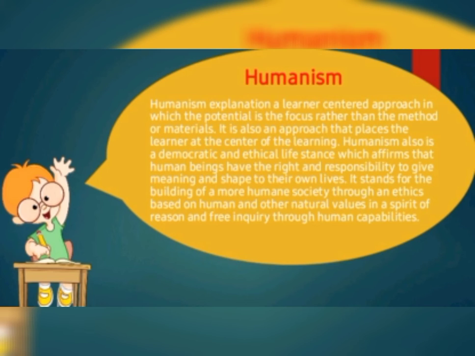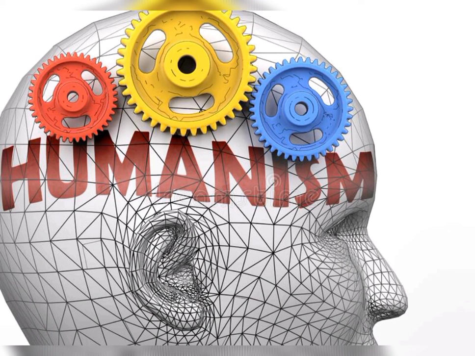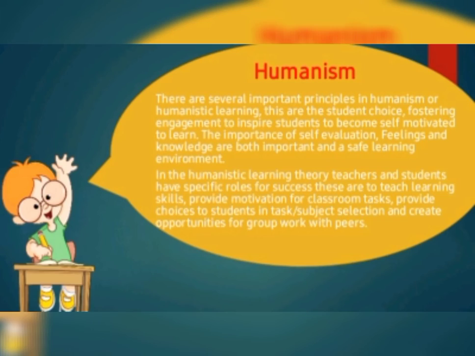There are several important principles in humanism or humanistic learning. These are student choice, fostering engagement to inspire students to become self-motivated to learn, the importance of self-evaluation, feelings and knowledge are both important, and a safe learning environment.